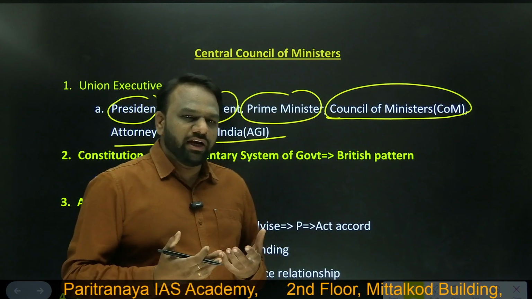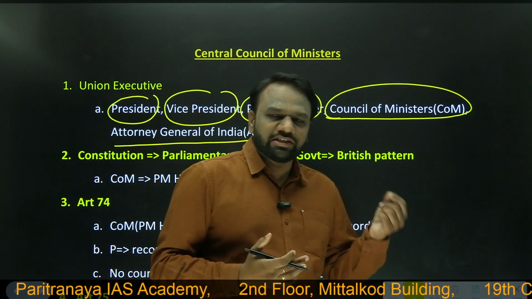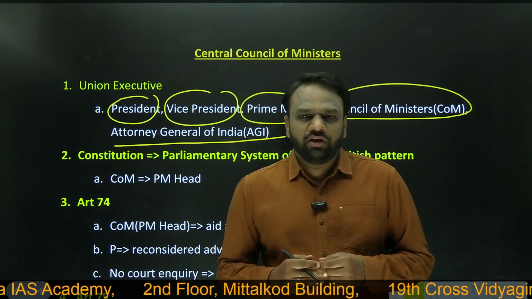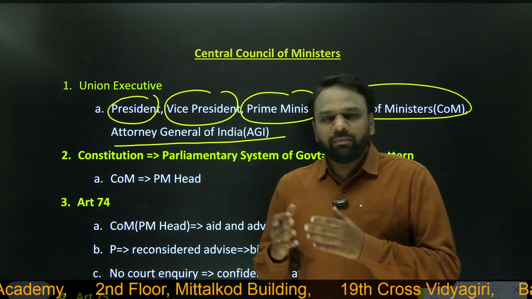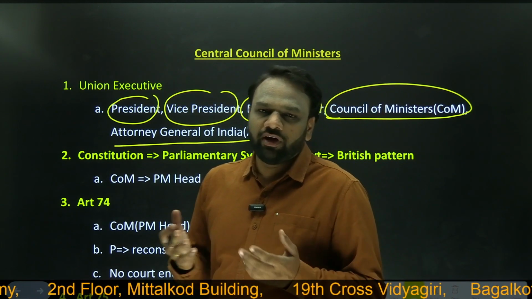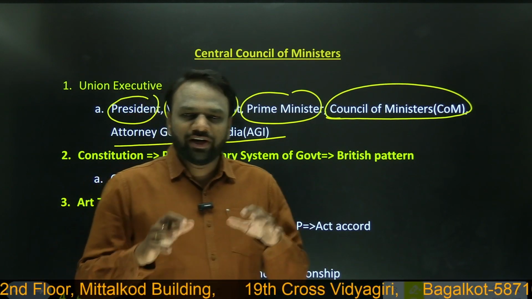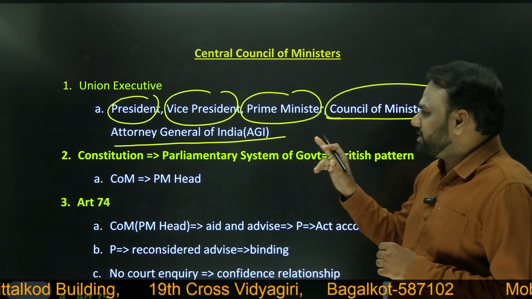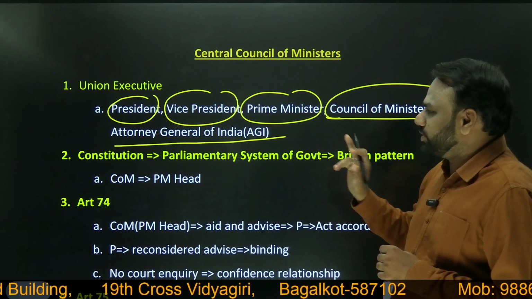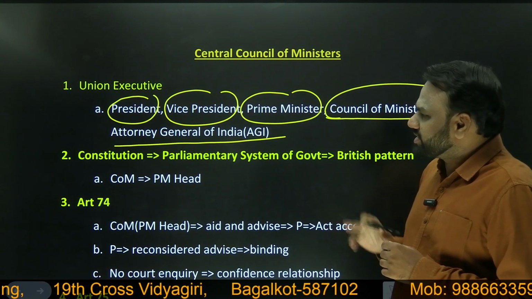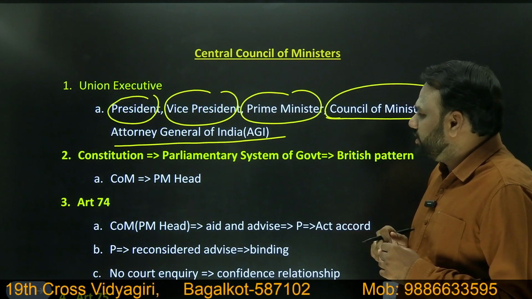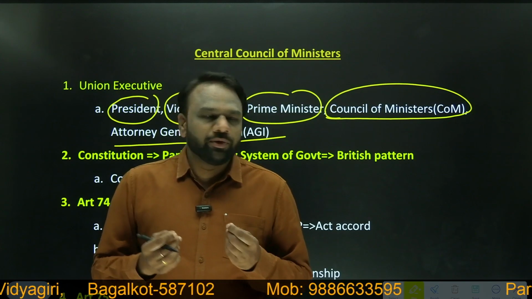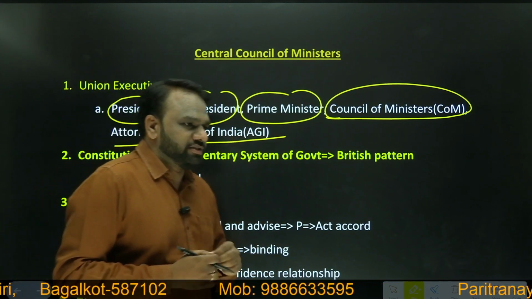And we have already seen that there are three important wings. One is legislature, next is executive, and the third one is judiciary. Legislature is involved in making laws, whereas executive is involved in implementing the laws. So when it comes to implementations, these are the various entities involved: President, Vice President, Prime Minister, Council of Ministers, and Attorney General of India. We have already discussed about President and Prime Minister. So today we shall discuss about the next important entity of the Union Executive, that is Council of Ministers.